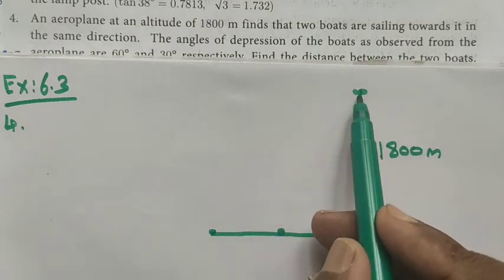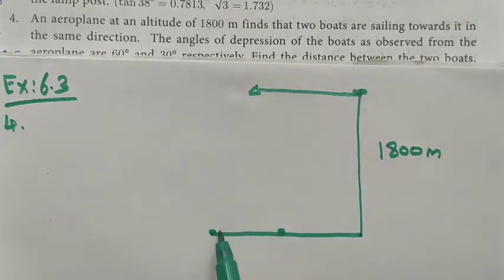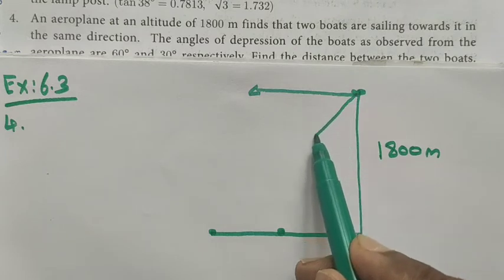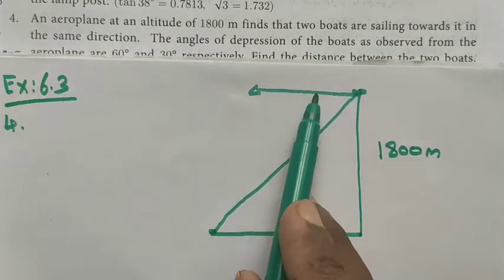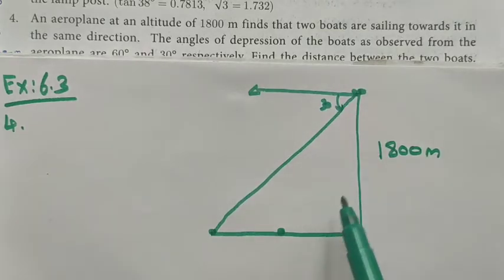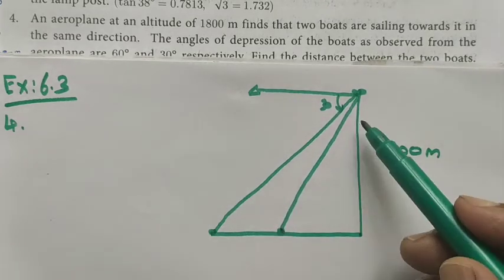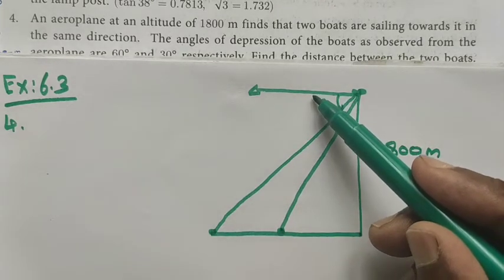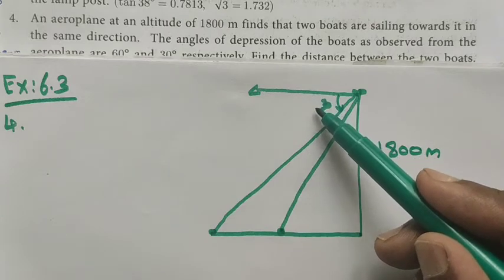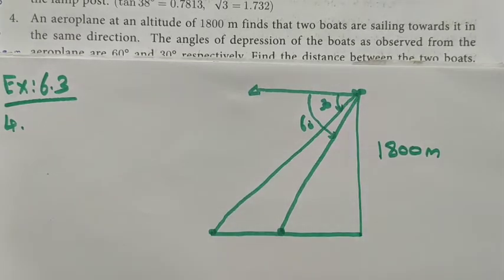The angle of depression: the horizontal line is here, and below the horizontal line is the depression, right? So first we have 0, 10, 20, 30, so the first angle is 30 degree. Then they have seen the other boat from the same point. Then we count the angle like this: 0, 10, 30, 40, 50, and then this angle is 60 degree, right? Let me take it as A, B, C, D, the positions of the two boats.